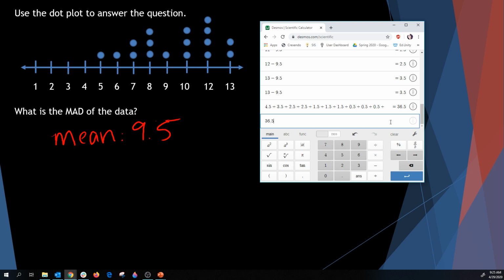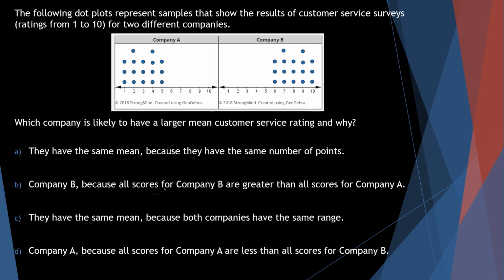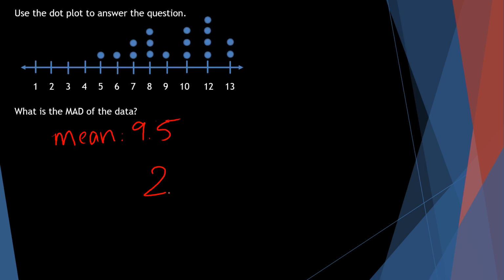So we get 36.5, and we're going to divide that by 17, which is the total number of numbers, and we will get 2.14. Which means that mean absolute deviation is going to be 2.14.